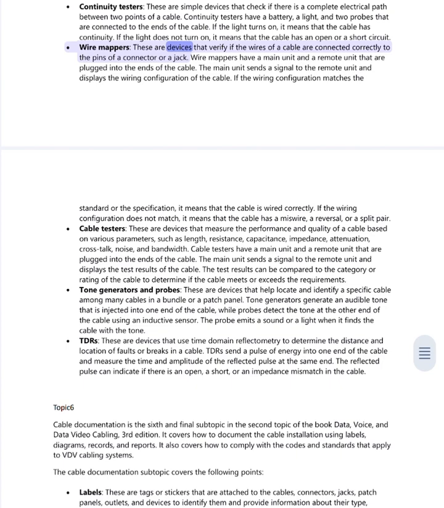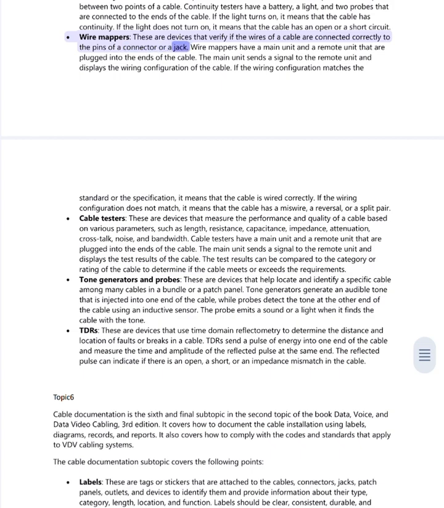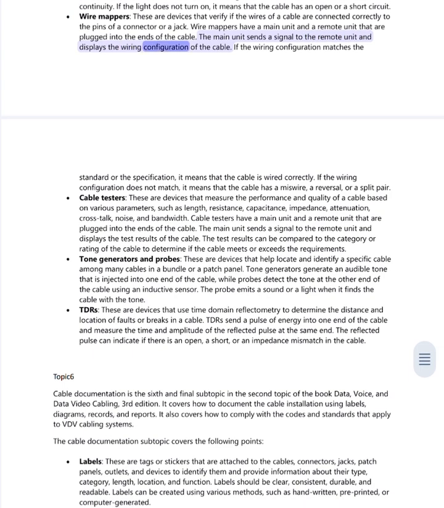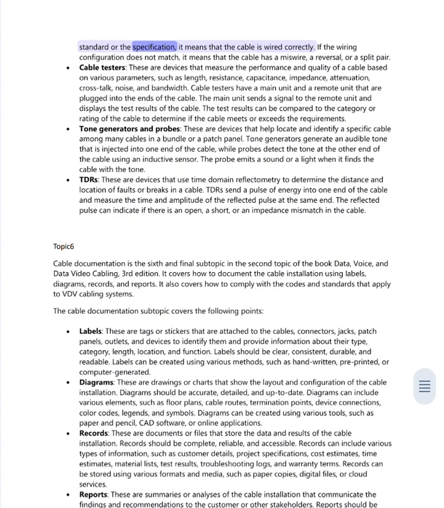These are devices that verify if the wires of a cable are connected correctly to the pins of a connector or a jack. Wire mappers have a main unit and a remote unit that are plugged into the ends of the cable. The main unit sends a signal to the remote unit and displays the wiring configuration of the cable. If the wiring configuration matches the standard or the specification, it means that the cable is wired correctly.